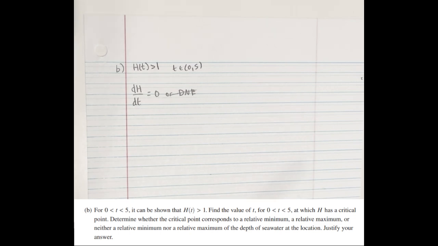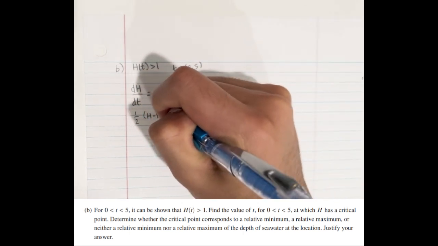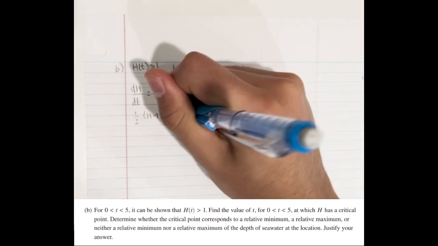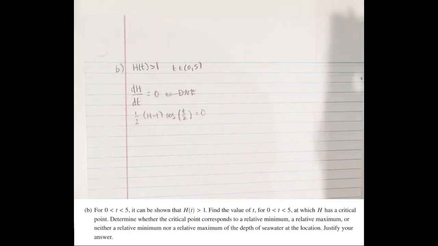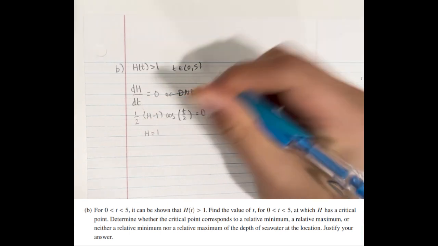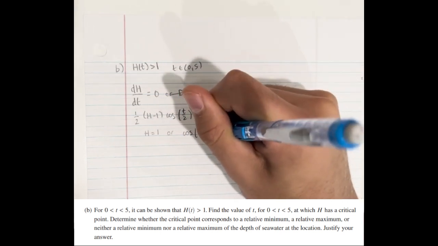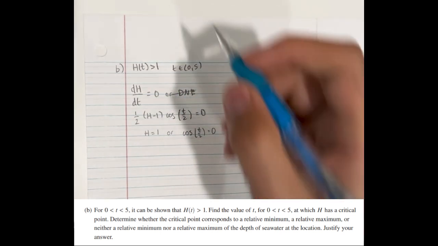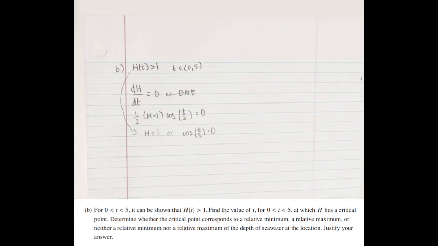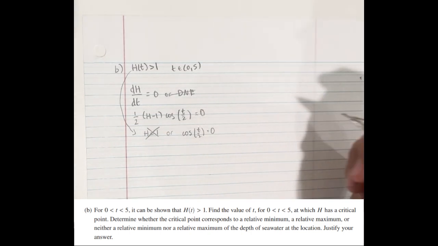Justify your answer. All right, so let's start off with dh over dt equals 0. So that means 1/2 (h minus 1) cosine of t over 2 equals 0. Now, this will equal 0 at either h equals 1 or cosine of t over 2 equals 0, right? Well, h of t is always greater than 1, so we don't need to worry about this. We're finding values of t as it says in the question anyways. And so cosine of t over 2 equals 0.